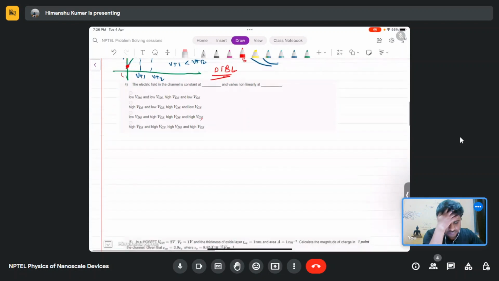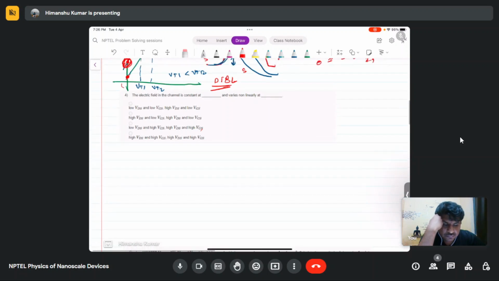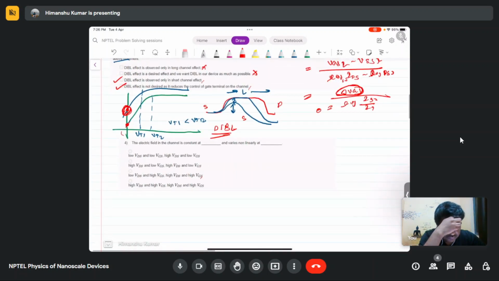Sir, actually, one question: because of the short channel effect, the barrier between the source and drain generally reduces. So, sir, my question is, is there a possibility that a large amount of charge flows from the source to the drain side?